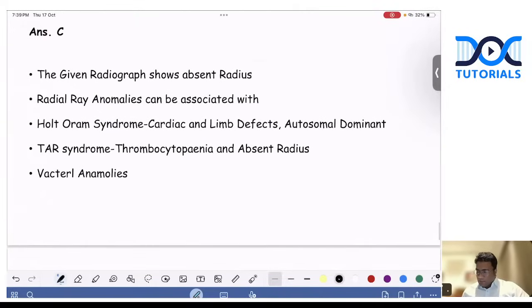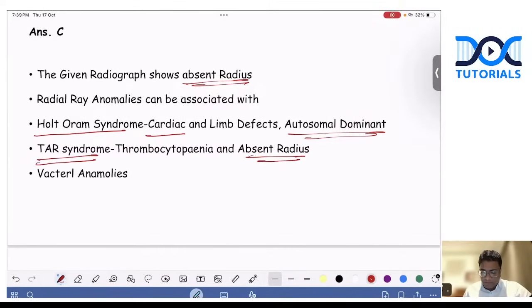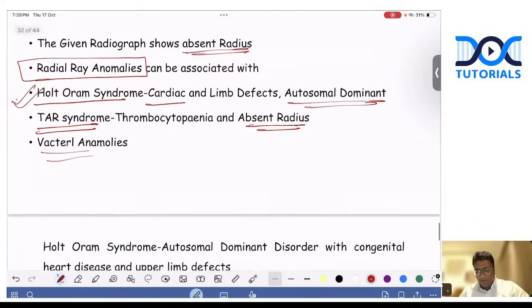So if you see absent radius and cardiomegaly in a child, autosomal dominant, this is Holt-Oram syndrome. You can see absent radius also in TAR syndrome, that is thrombocytopenia and absent radius, and VACTERL anomalies. So these are the conditions which may be associated with radial ray anomalies, right? So please remember, if it is a child with cardiomegaly and radial defects, think of Holt-Oram syndrome.